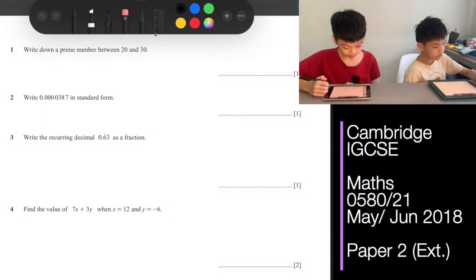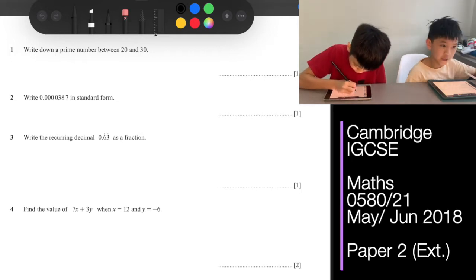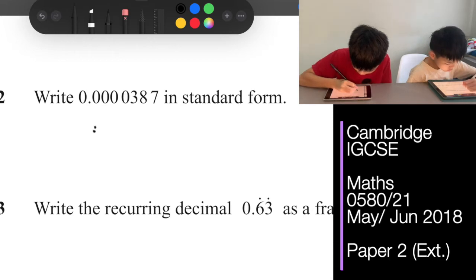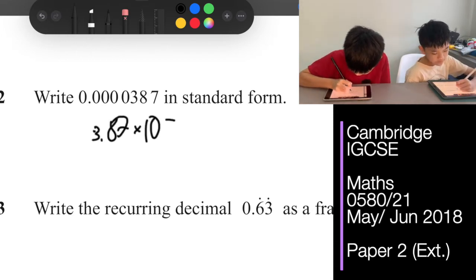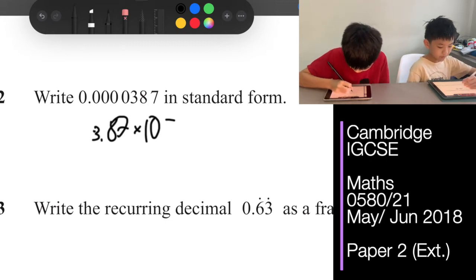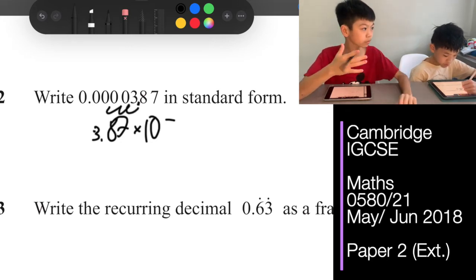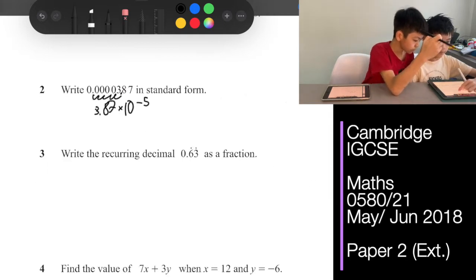Okay, for question 2, we need to write 0.000000387 in standard form. So it is 3.87 times 10 to the power of negative something. And that something, let's say the decimal we put here, then it switches back 1, 2, 3, 4, 5 times. So it's 10 to the power of negative 5.